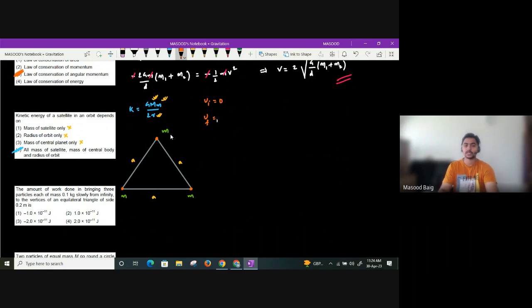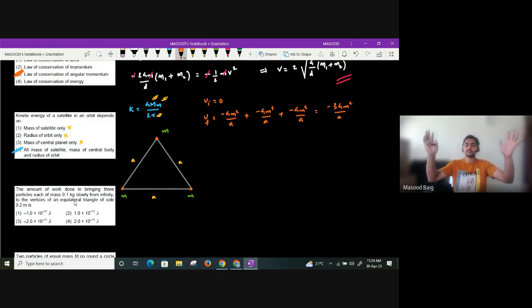Finally, I have three masses again. How many pairs are we going to get for potential energy? Three pairs. What are those? Minus G m square divided by A between these two, plus minus G m square divided by A between these two, plus minus G m square divided by A between these two. So overall, I'll get minus 3 G m square divided by A. They're asking the amount of work done in bringing three particles, each of mass 0.1 kg, slowly from infinity to the vertices of an equilateral triangle.